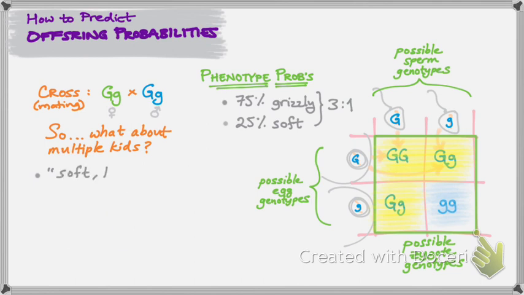If we do one more example quickly, let's say there are 2 kids again, but the first is soft, the second grizzly. That's 1/4 times 3/4. That's going to be your 3/16 probability of having those 2 kids in that order.